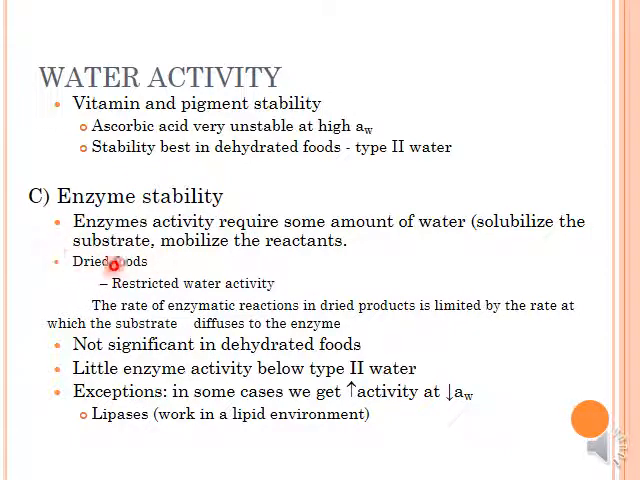So in dried foods, it means water activity is very low. The enzymatic reaction is very unlikely to occur. That's why enzyme activity is not significant in dehydrated foods, which is type 2 below.